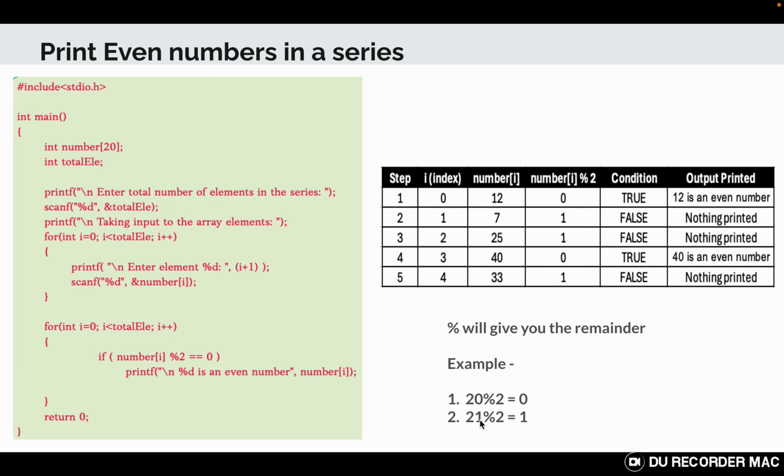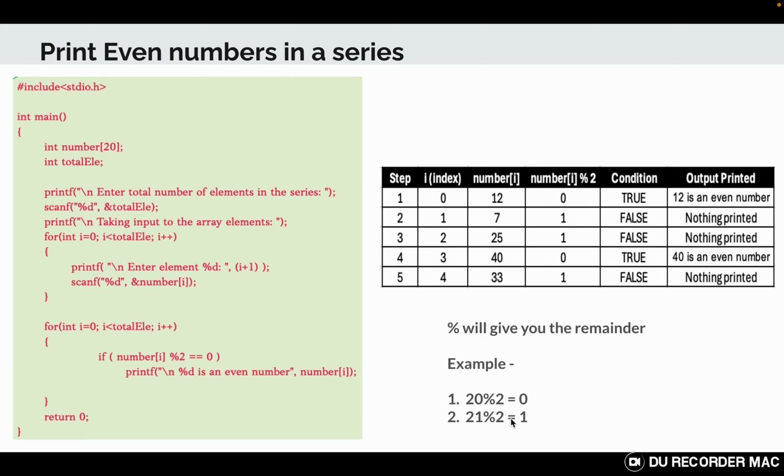Now if you see 21 percentage 2, it is not the result of 21 divided by 2. That is not the case. The case is, what would be the remainder when 21 is divided by 2? The remainder is 1, because 2 tens are 20 and then there would be 1 left as the remainder. So that is the thing.